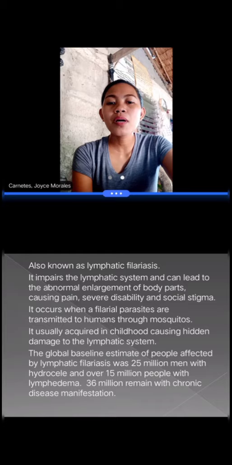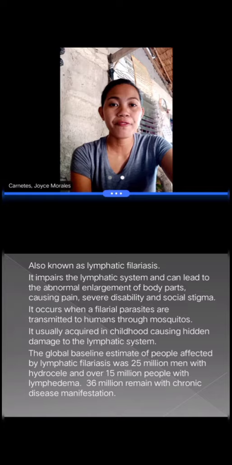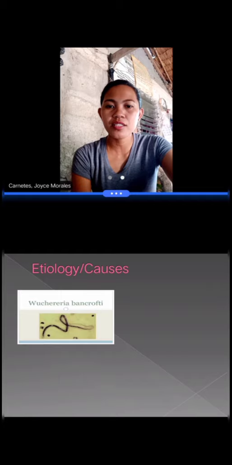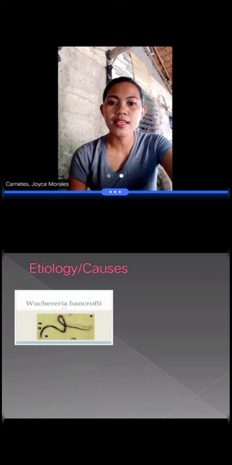The global baseline estimate of people affected by lymphatic filariasis was 25 million men with hydrocele and over 15 million people with lymphedema. 36 million remain with chronic disease manifestation. The etiology, or the cause, of elephantiasis is Wuchereria bancrofti. It is responsible for 90% of the cases.